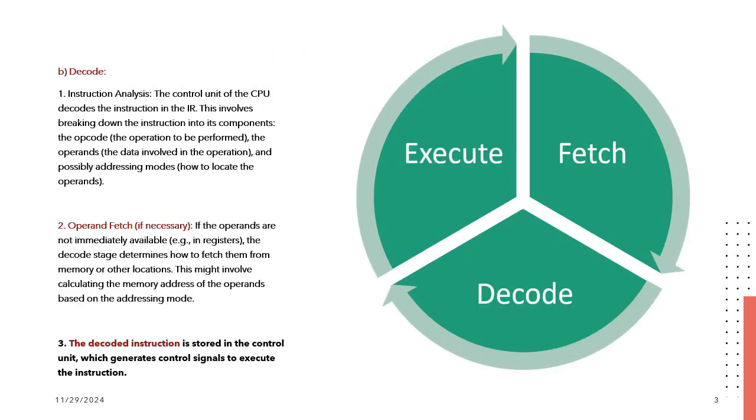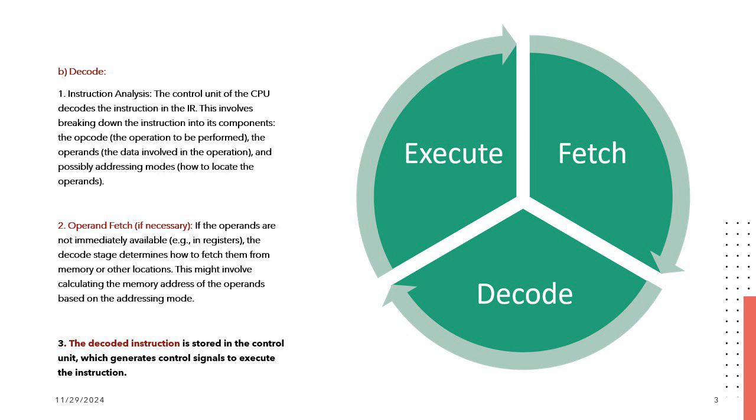The second step is the decode. Instruction analysis. The control unit of the CPU decodes the instruction in the instruction register. This involves breaking down the instruction into its components. The opcode, that is the operation to be performed. The operands, the data involved in the operation, and possibly addressing modes, how to locate the operands.